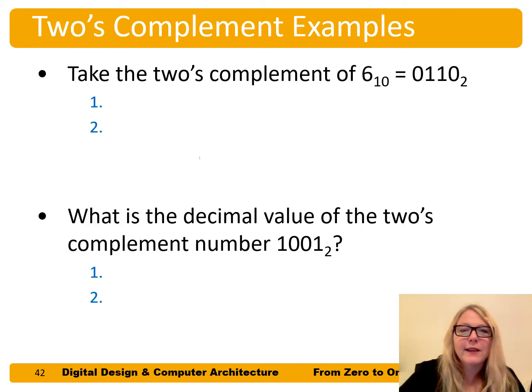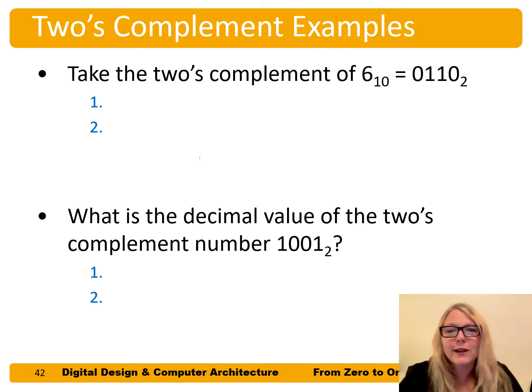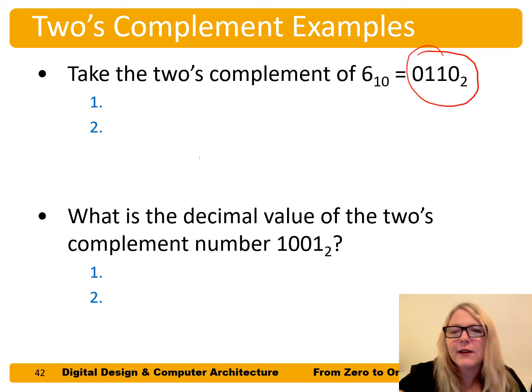So let's do an example. Pause your video right now and take the 2's complement, or in other words, flip the sign of this 2's complement representation of the number 6. Okay, so we're going to do this together now.